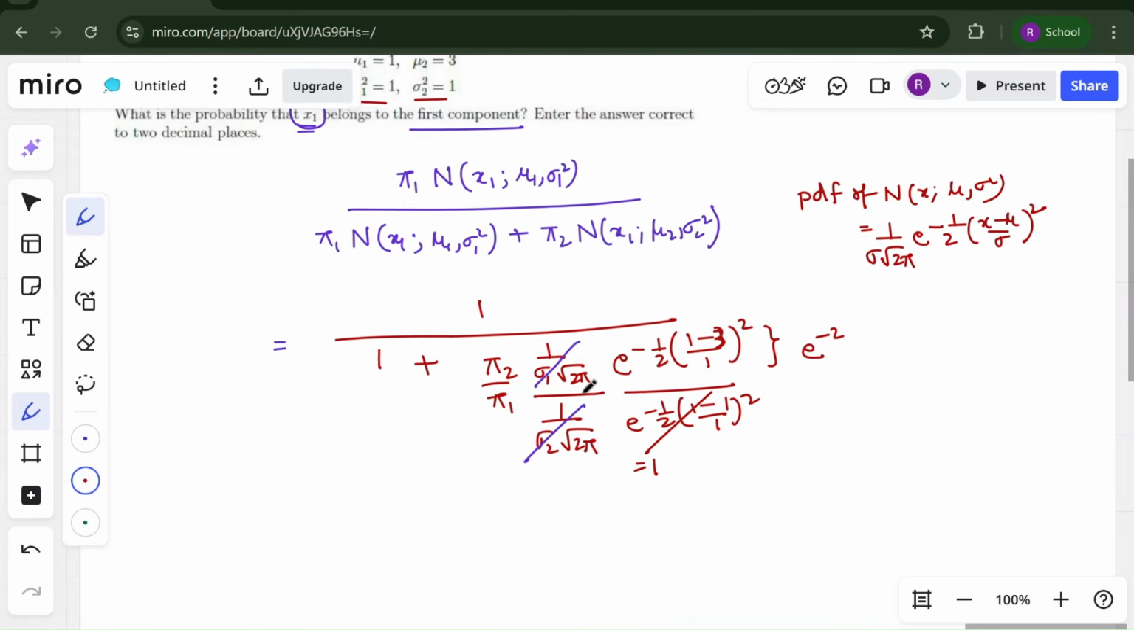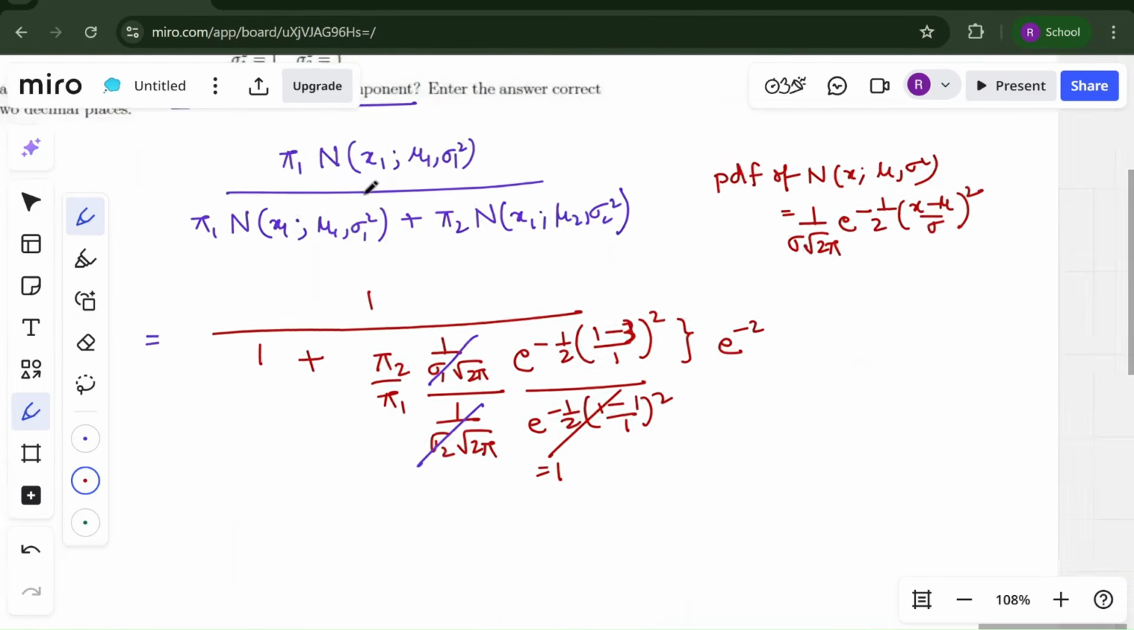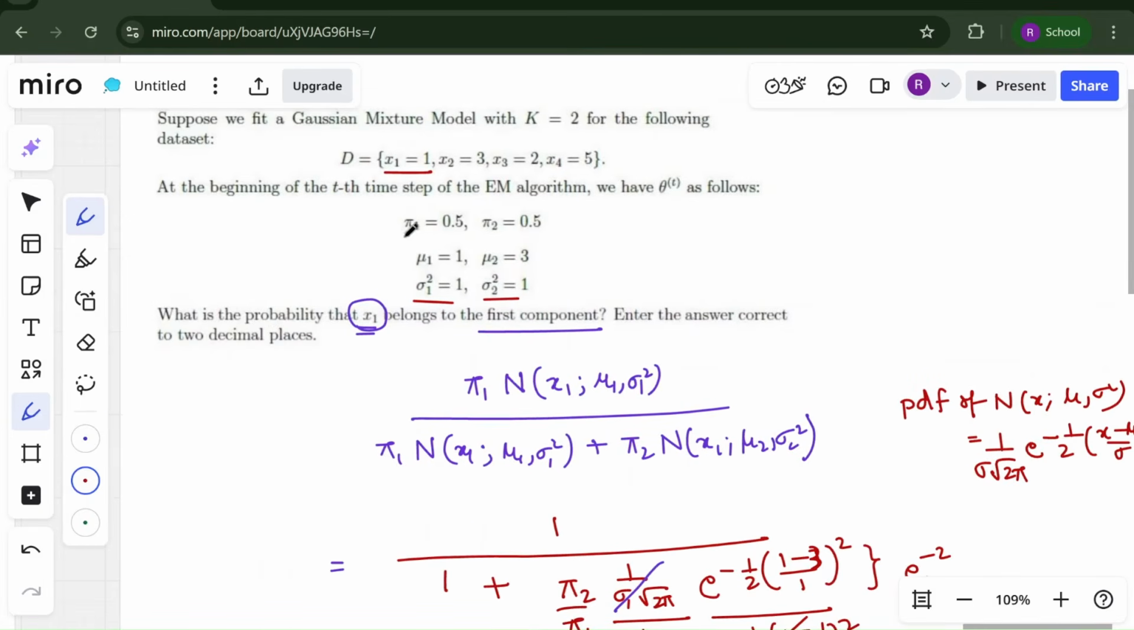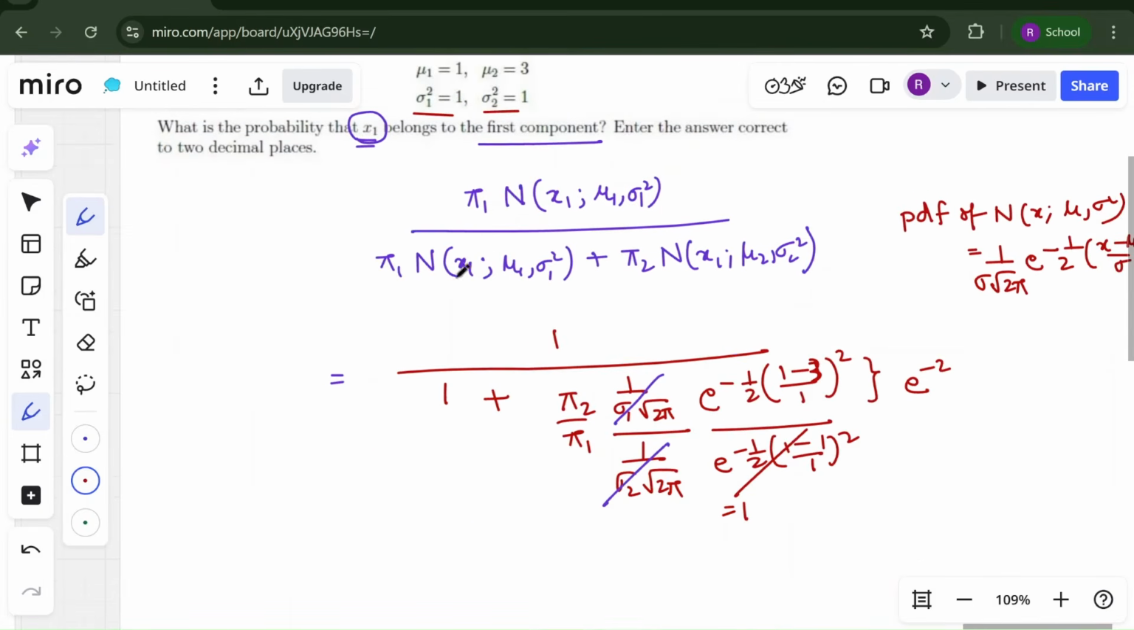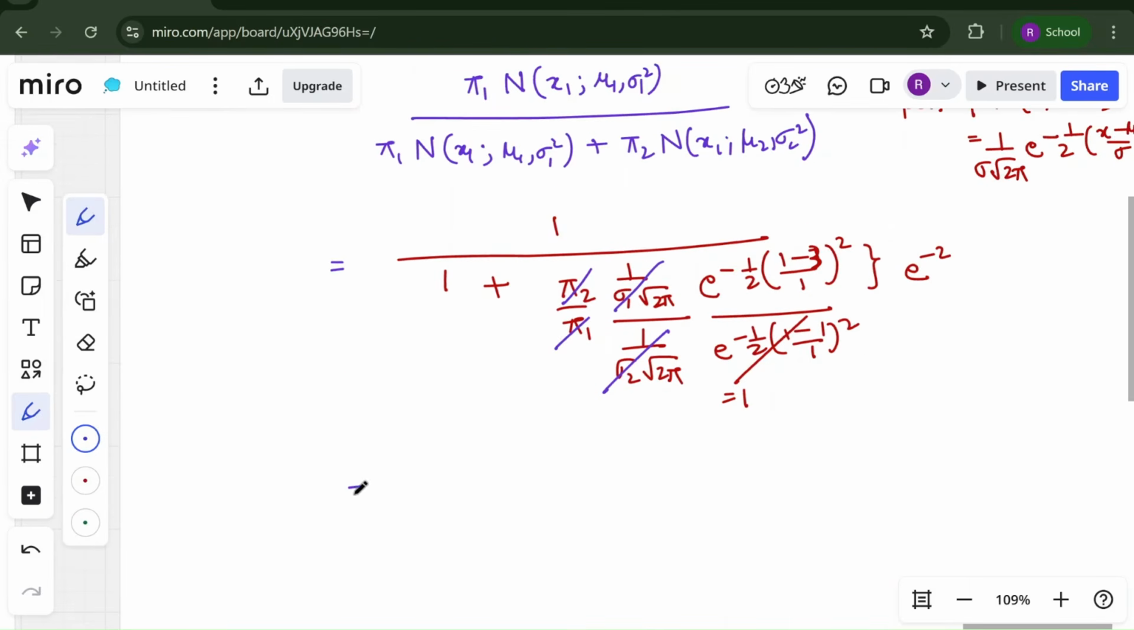And pi 2 and pi 1 are what? See, pi 1 is 0.5, pi 2 is also 0.5. So these entities will also get cancelled out. There's a lot of cancellation, and ultimately you get 1 by 1 plus e to the power minus 2. This you can compute, okay?